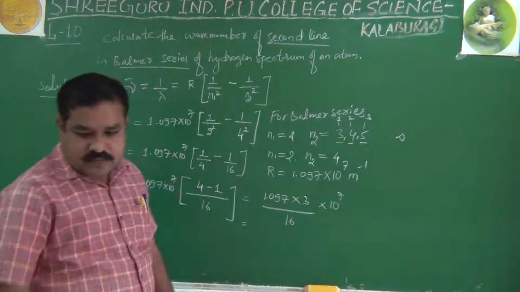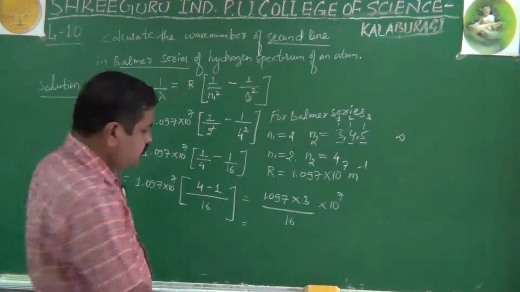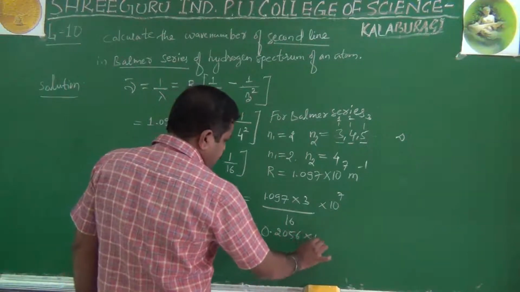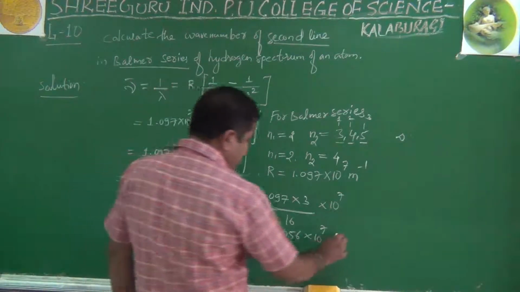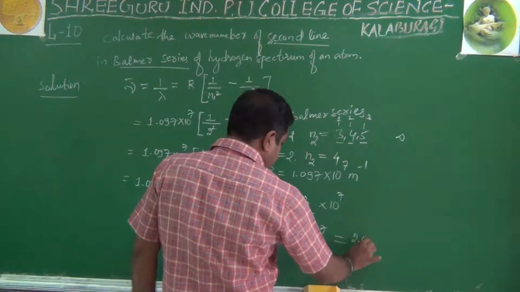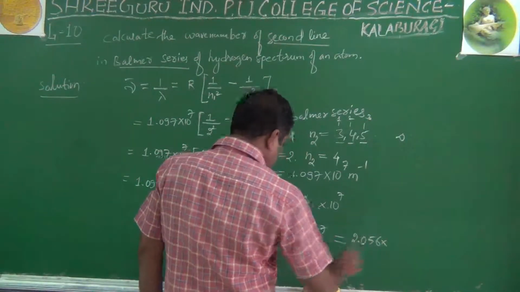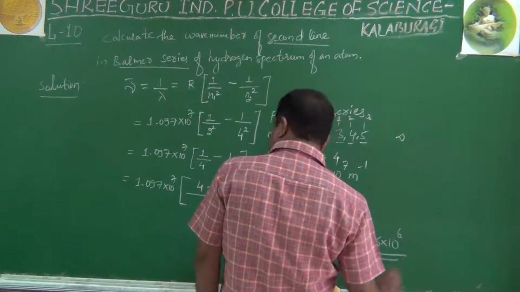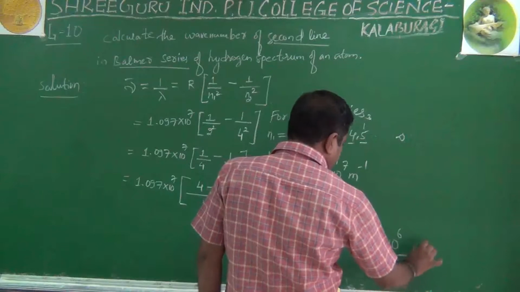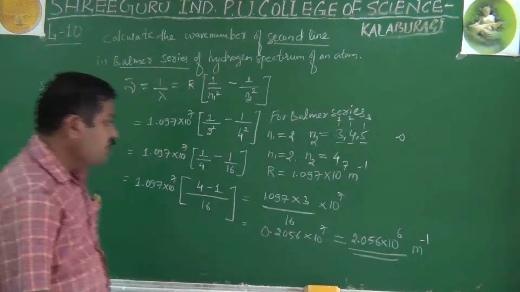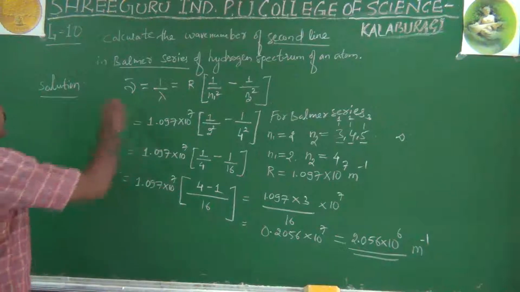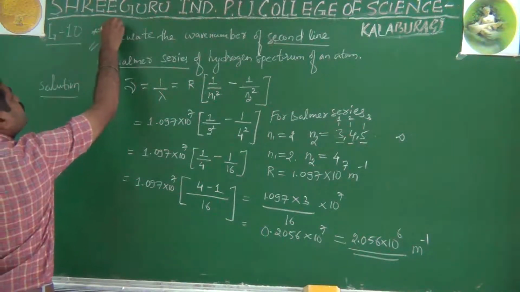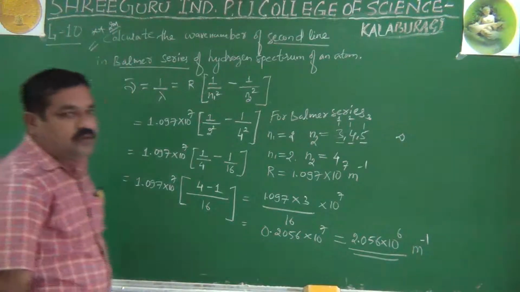Upon solving this, you will get 0.2056 into 10 to the power 7, or finally 2.056 into 10 to the power 6. This is the wave number, per meter. This is very important, especially for 2 marks. Like this, you can expect this for 2 marks.